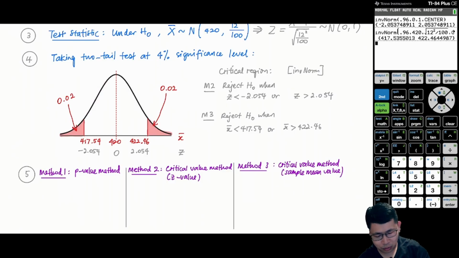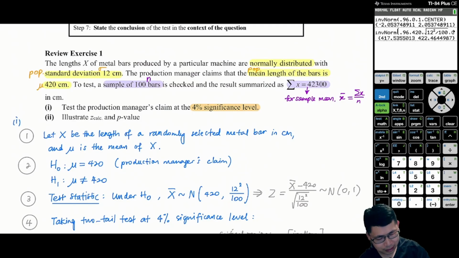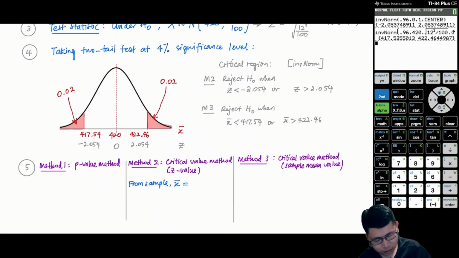So for method 2 and 3, what we need to do is figure out our sample mean. From the sample, x bar is 42300 divided by 100, which is equal to 423.